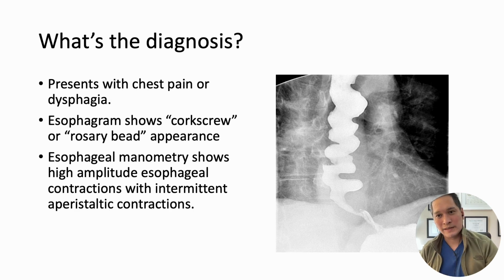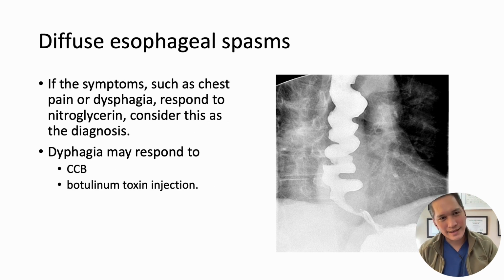So this condition commonly presents with chest pain or dysphagia. On the esophagram, there's a corkscrew or rosary bead appearance, as seen on the right-hand side. The esophageal manometry shows high amplitude esophageal contractions with intermittent aperistaltic contractions. What do you think is the diagnosis? So the likely diagnosis in this case is diffuse esophageal spasm. If symptoms such as chest pain or dysphagia respond to nitroglycerin, please consider this as the diagnosis. Dysphagia in this case may respond to calcium channel blocker or botulinum toxin injection.